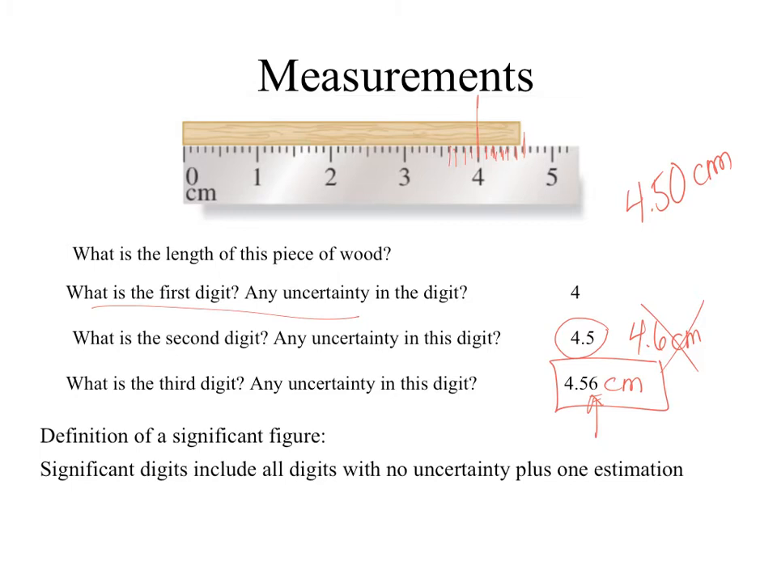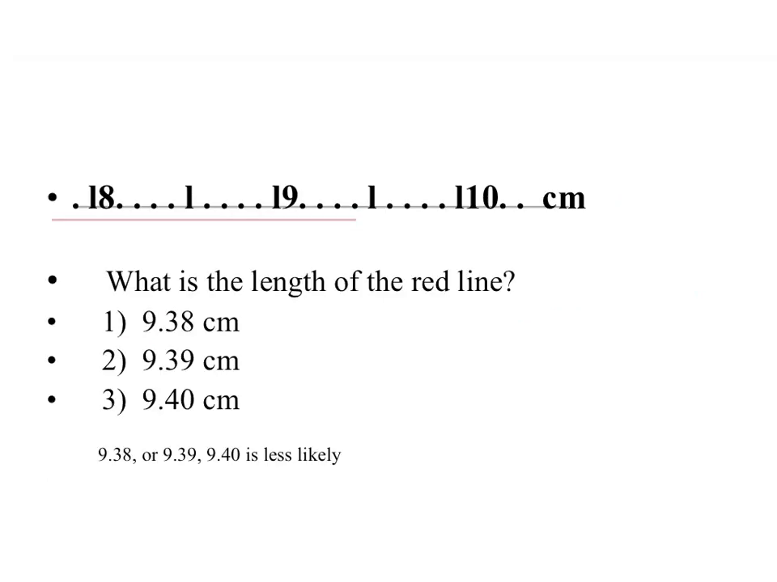So where are we going with all this? The significant digits include all digits with no uncertainty plus one estimated digit. That's what I just taught you about. We knew 4 and 4.5. We knew these first two digits with no uncertainty. Based on the tool, based on this ruler, I knew with certainty this was at least 4.5. I estimated the very last digit, which happens to be the 100th place here on this ruler.